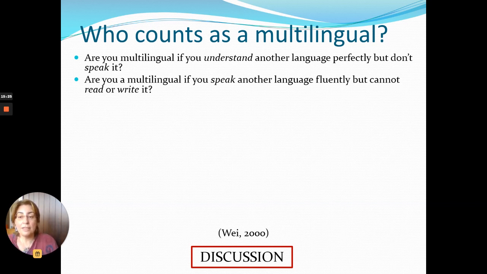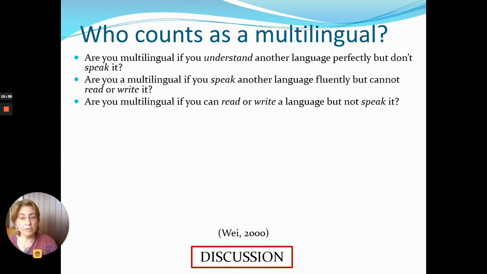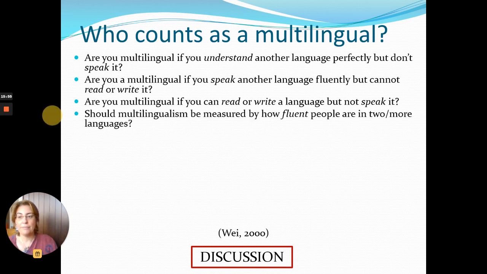Right? So does that still give you the status of being multilingual in the one, especially in the one that you cannot read or write it? Are you multilingual if you can read or write a language but not speak it? Many people that have gone through higher education or specific kind of educational system, they know how to read and write Latin, but obviously they never had the opportunity to speak to anybody in Latin. Are they still multilingual in Latin?